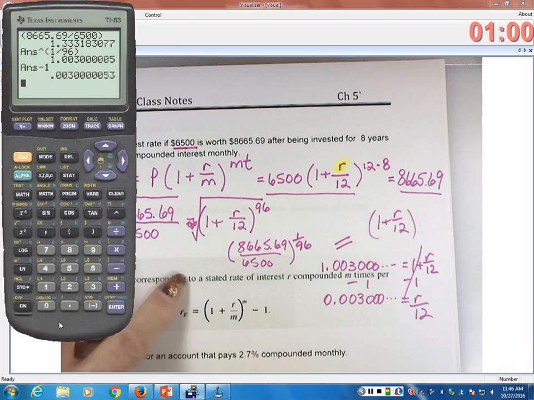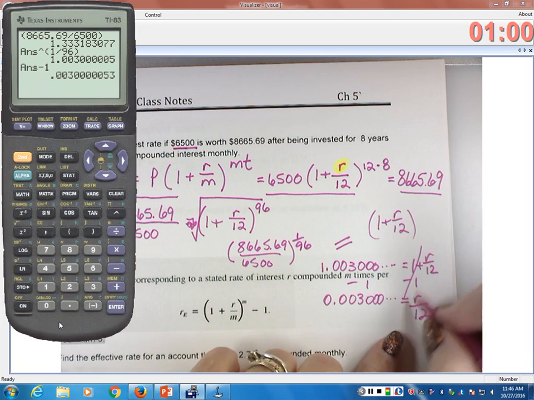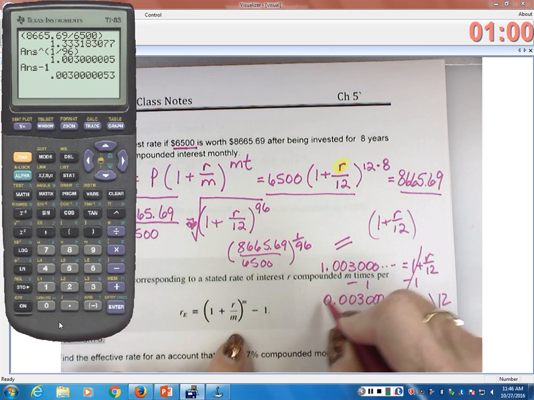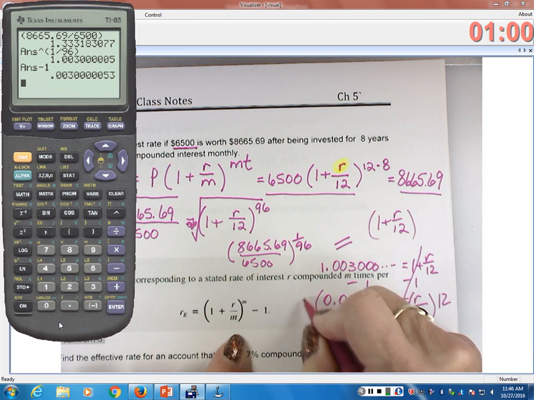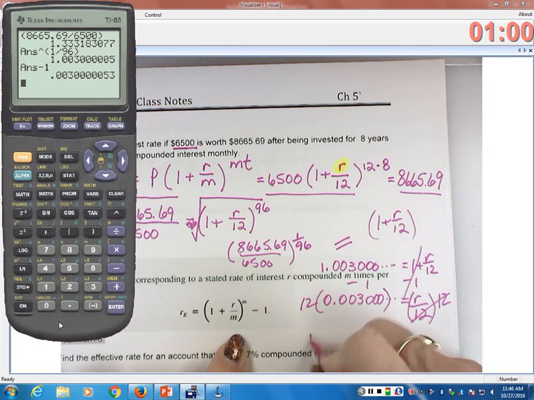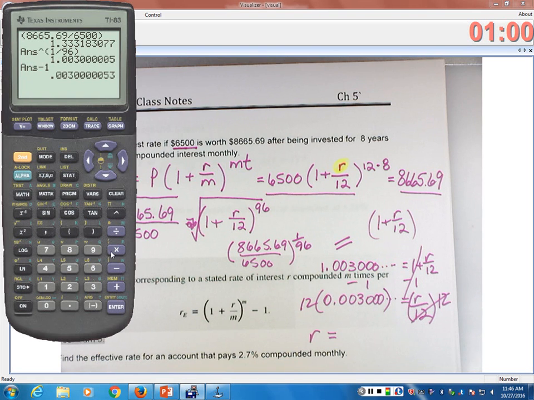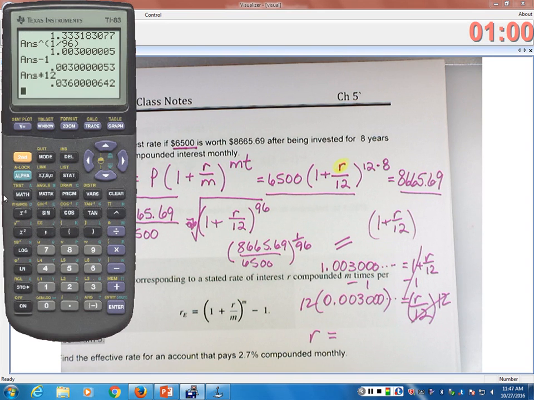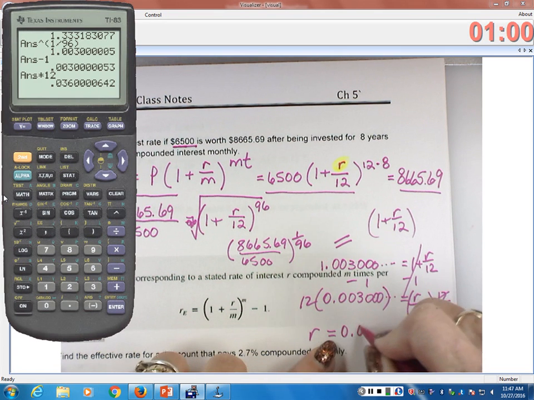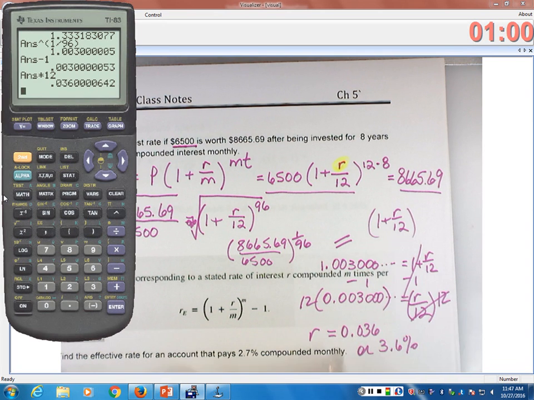That's the interest rate over 12. So I need to multiply both sides by 12 now. And you find that the interest rate in final is, because this is the monthly interest rate, the yearly interest rate is 3.6%. Okay?